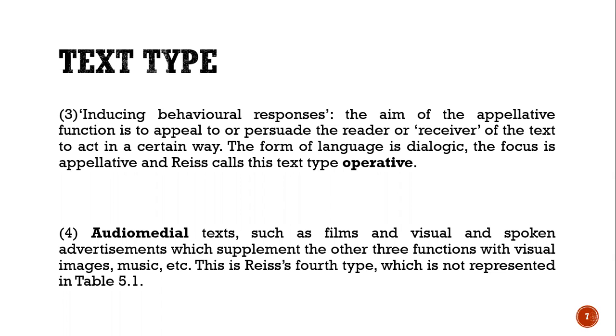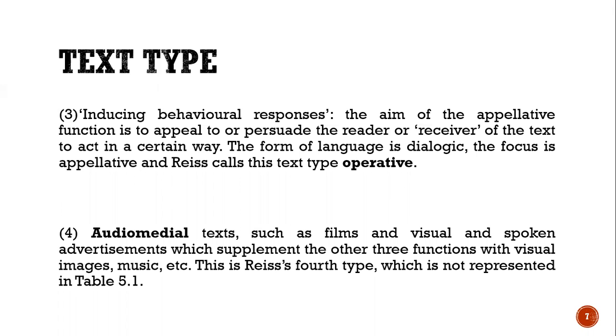Okay. The form of language is dialogic. The focus is appellative, and Reiss called this type of text operative because it operates on you. It actually inspires you to behave in a certain way. Understood?